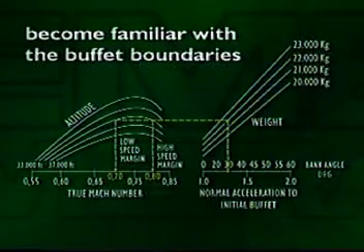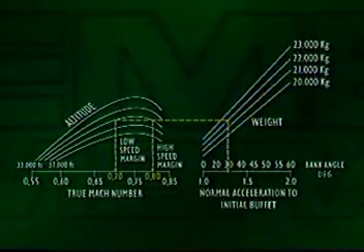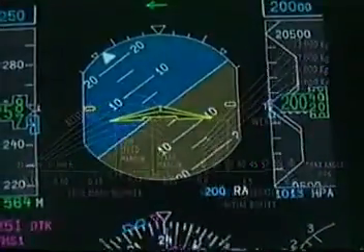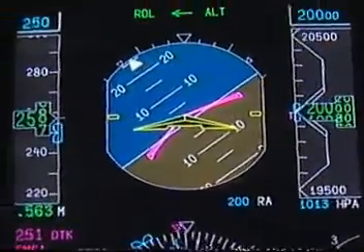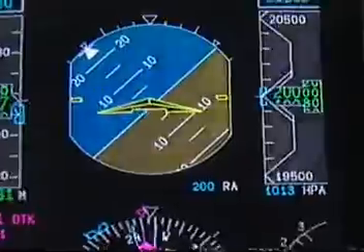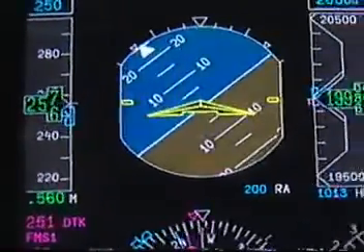Pilots should become familiar with the buffet boundaries and the combination of weight, altitude, and speed at which they operate in order to anticipate any inadvertent excursion out of the envelope. Imagine an exceedance of the envelope during a turn. It might be difficult to distinguish between the high Mach number buffet and the pre-stall buffet.